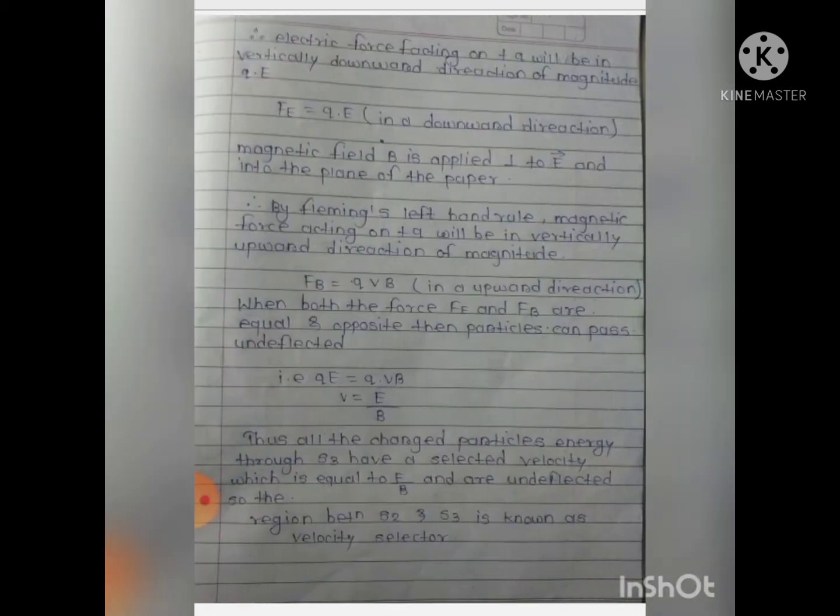Therefore the electric force acting on a positive charge q will be in the vertically downward direction, of magnitude q into E. F equal to q into E, charge into electric field, in a downward direction. Magnetic field B is applied perpendicular to E and into the plane of the paper.